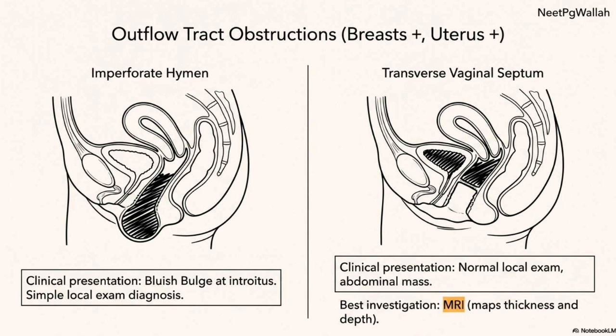The local exam might look totally normal, but you'll feel an abdominal mass. For the septum, your absolute best next step is an MRI to map out the thickness and depth before anyone goes into surgery. All right, we just successfully cracked the breast present cases.